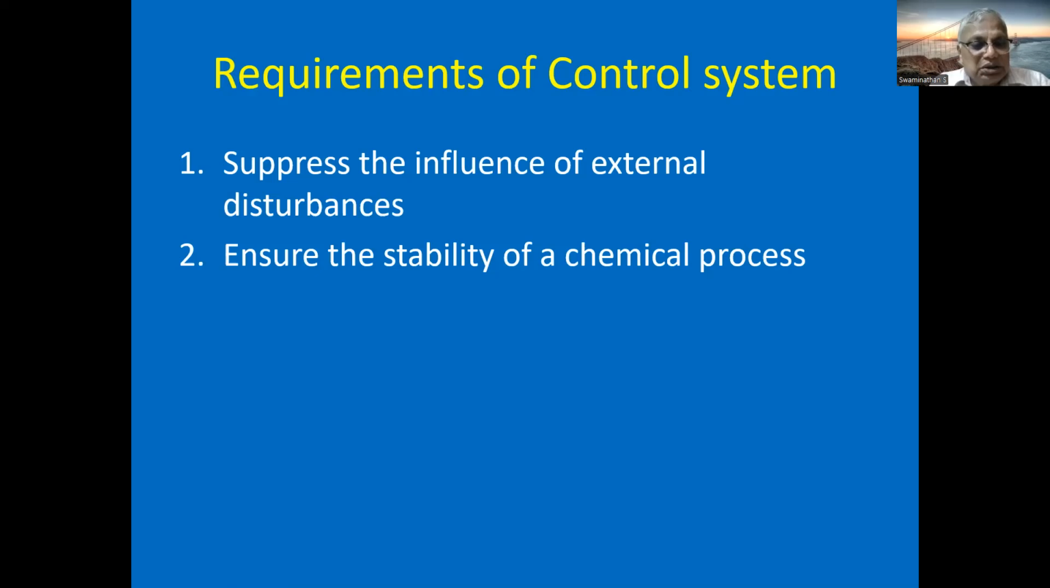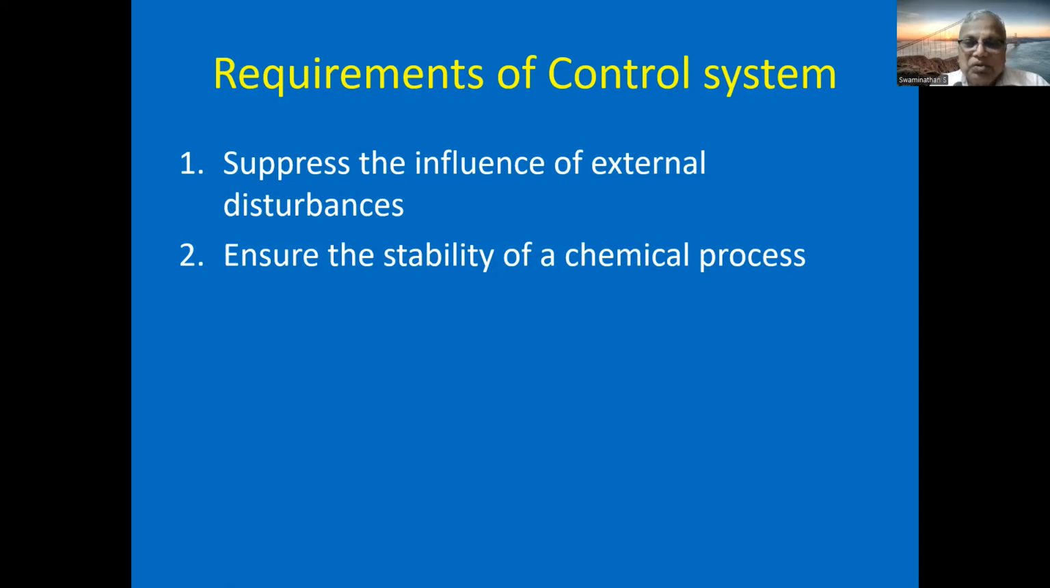So the second requirement of the control system is that it must ensure the stability of a chemical process. It should not only suppress the influence of external disturbances, but it should also ensure the stability of the chemical process. The stability of a control system is a major topic you will study when you go to control system analysis. So that is why it is mentioned here.